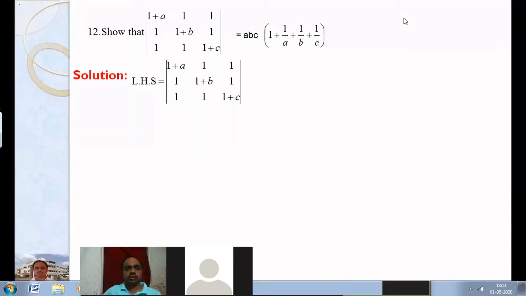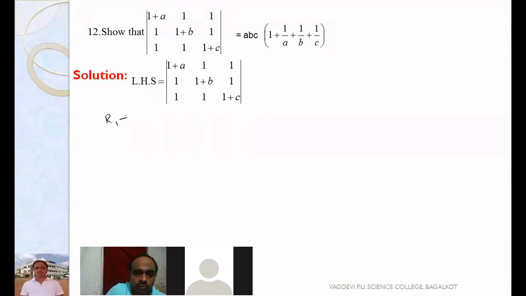Okay. Yes. What operation will you suggest? R1 changes to R1 minus R2. Shall we do R1 minus R2? And R2 changes to R2 minus R3.